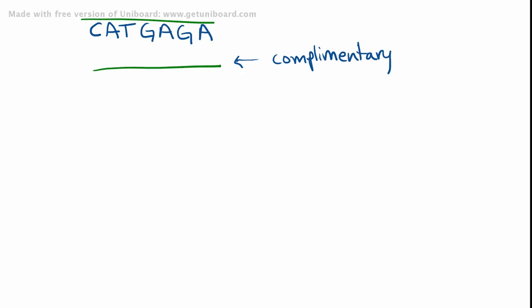So, you know how to do it. The first one, cat. What goes with C? G. What goes with A? T. And so on. You just fill in the letters. A always goes with T. C always goes with G. And so this would be my answer right here.